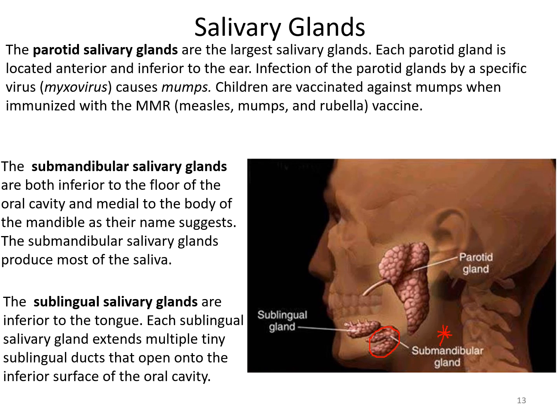And then you've got your sublingual salivary glands. They are, as the name suggests, underneath the tongue. Each one has ducts that open to the inferior surface of the oral cavity.